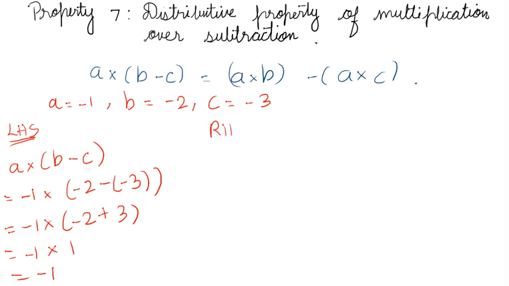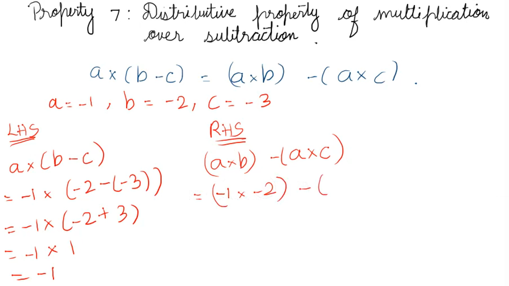Moving on to RHS, we have A into B minus A into C. Our A is -1, and -2 is our B, minus -1 into -3. So -1 into -2 is 2, and -1 into -3 is 3. So 2 minus 3 is -1. So our LHS is equal to our RHS. So these are the properties of multiplication of integers.